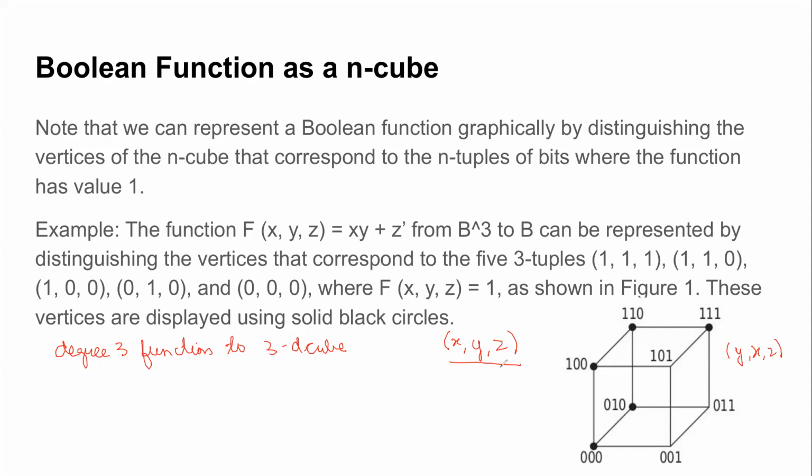Okay, let us start with a simple two-dimensional one. If I have a degree 2 function, and I need to map it to a two-dimensional cube, which is basically a square, how can I do it? Let us consider x comma y as our tuple. So I'll make this. The x axis is this and y is this. What are the coordinates of this point? Remember, the x axis is this and y is this.